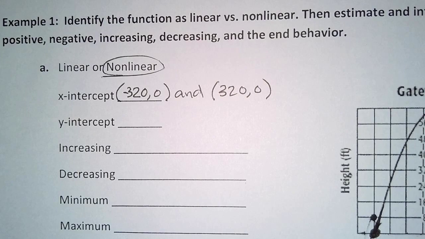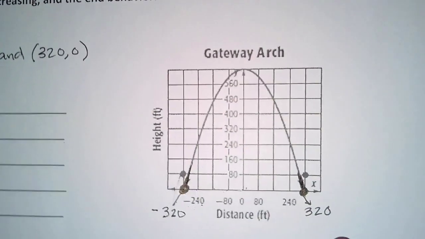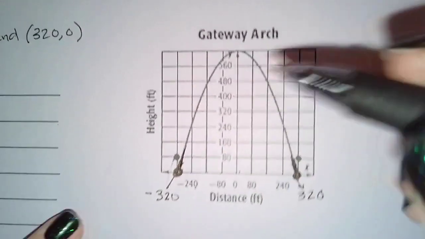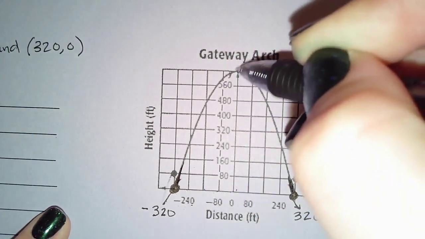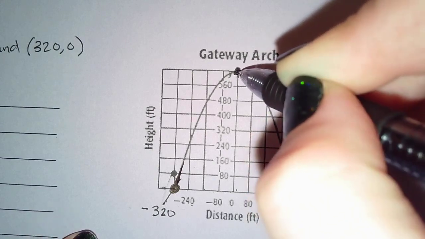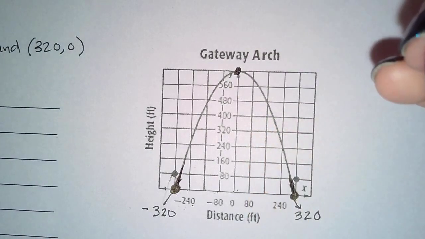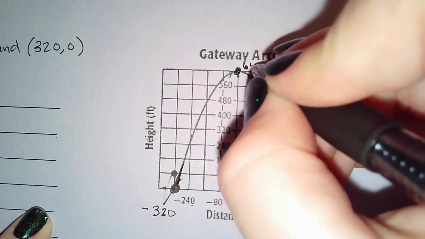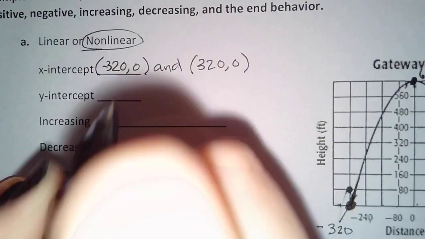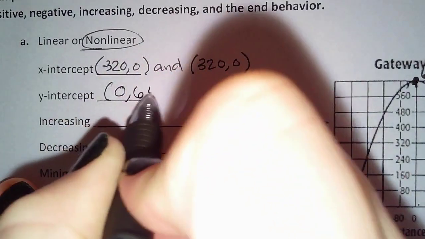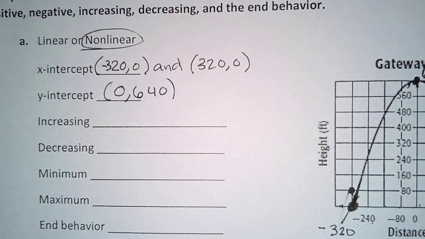Okay, so next for our y-intercept, again, our y-axis is increasing by 80 each time. Our y-axis is here, and here is where our arch hits the y-axis. So, good, 640. So that ordered pair would be left and right 0, so 0, comma, 640. Again, an ordered pair, so we'll use parentheses. So that would mean that the height of the arch is 640 feet.